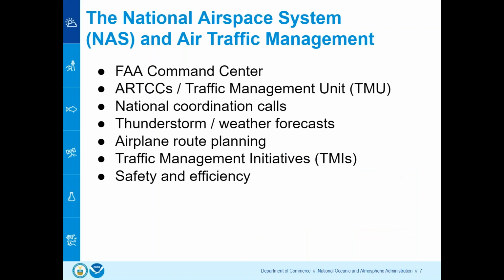So a little overview of the National Airspace System, going bigger picture outside of the center and air traffic management. So as I mentioned, there's the FAA Command Center. They're right outside of Washington, D.C. And all the centers do collaboration with the Command Center, especially during thunderstorm season, to try to make sure that air traffic is routed around weather before it even occurs. They do this with national coordination calls every couple hours.